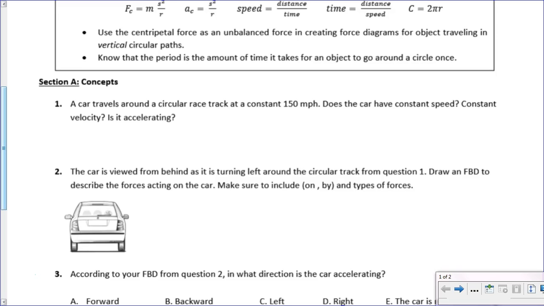And then if the velocity is changing, by definition, it's going to be accelerating, because acceleration is a change in velocity over a period of time. So we've got constant speed. The velocity is changing. Since the velocity is changing, it's accelerating.